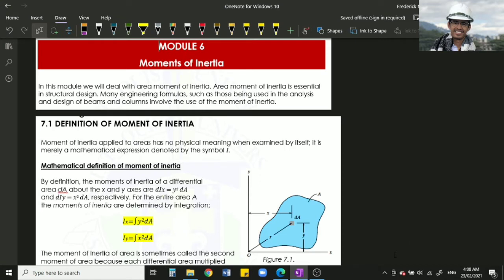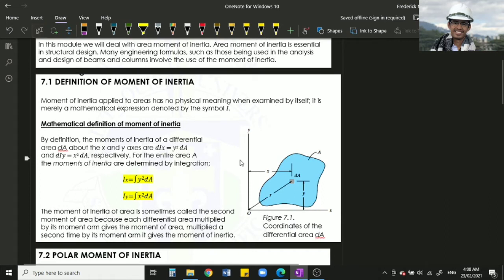So sa mga advanced subjects ninyo like strength of materials, structural analysis, and sa mga design subject ninyo, very useful yung ating moments of inertia. It is denoted by the symbol I. Moment of inertia is determined by integration.